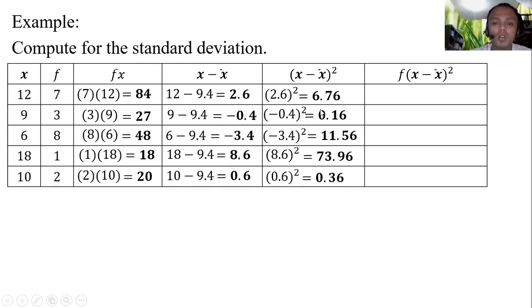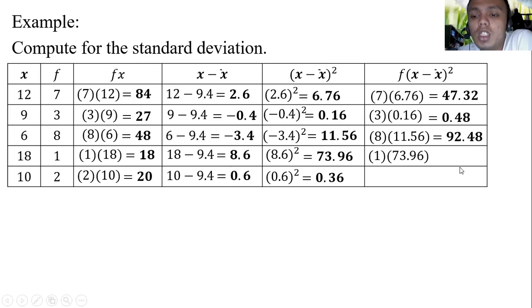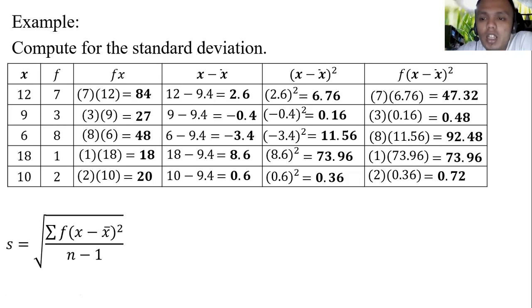These methods, we already did in the variance. And then get the product of the squared deviation and the frequency. So 7 times 6.76 is equal to 47.32. Next, 3 times 0.16 is equal to 0.48. Next, 8 times 11.56 is equal to 92.48. Next, 1 times 73.96 is equal to 73.96. Then 2 times 0.36 is equal to 0.72. And then we add all of them.